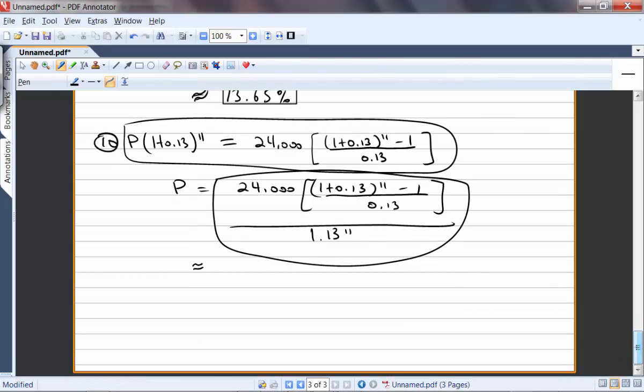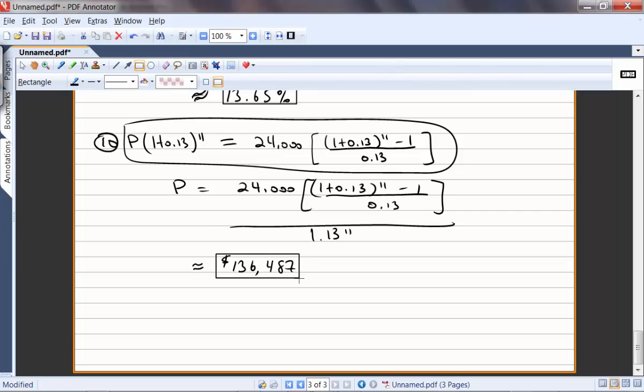So solving, you would get 136,487 if you round to the nearest dollar. This $24,000 annuity at 13% per year, invested for 11 years, right now is worth to you $136,487.